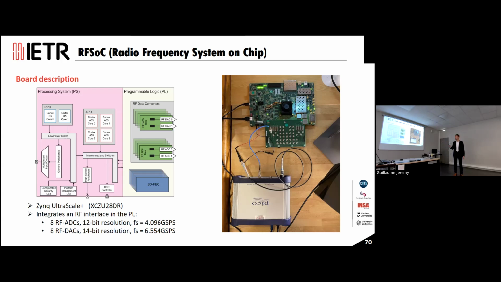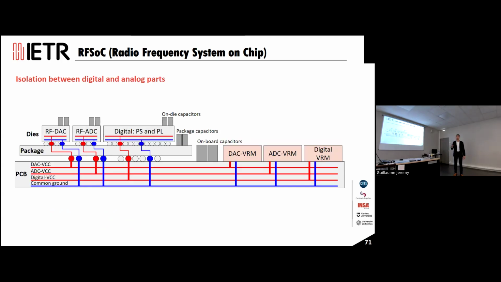And on this device, what changed compared to the NRF is that we have a very strong isolation between the digital part, the processing system and the programmable logic, and the RF interface. Because even though all of these modules are on the same package, they are actually not on the same substrate. The substrate is divided into different parts in order to isolate all of these parts. Also, they do not share the same power distribution network.